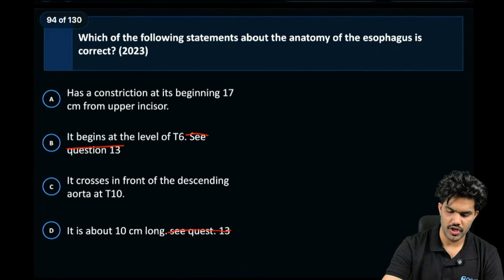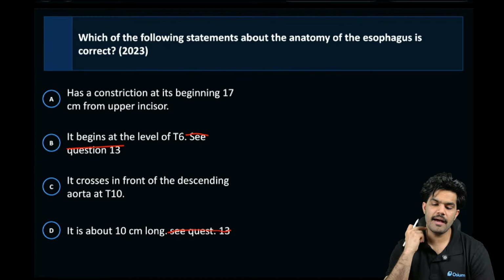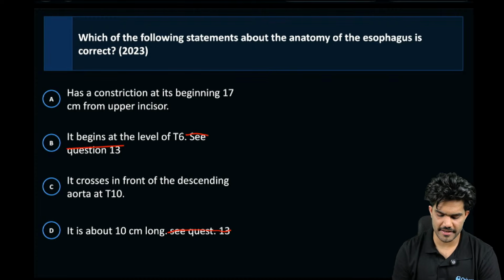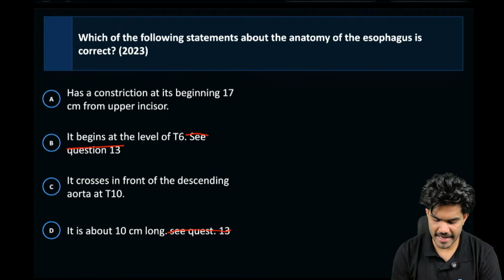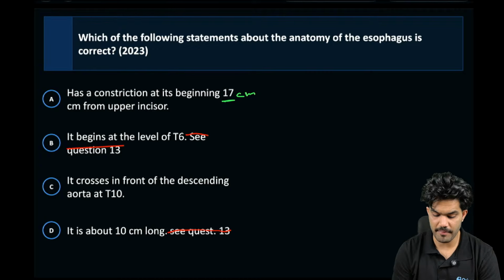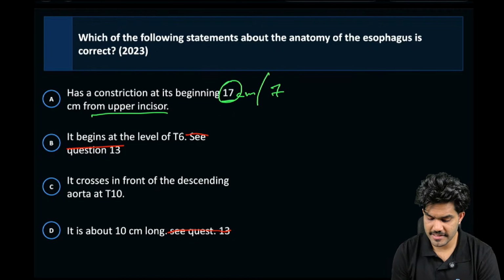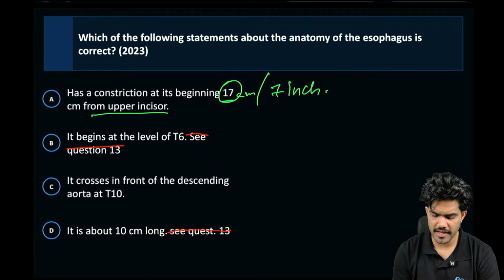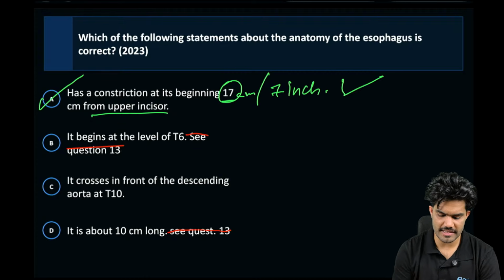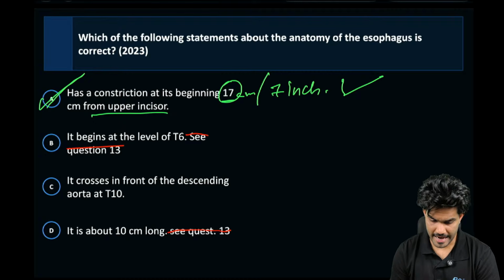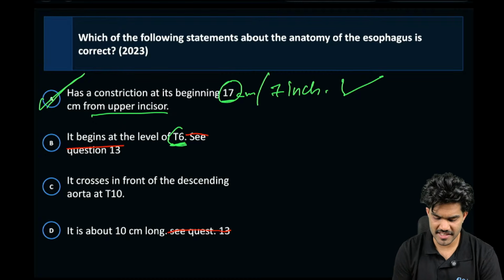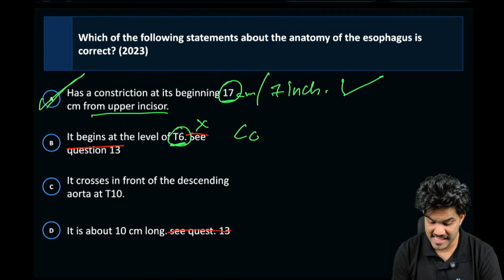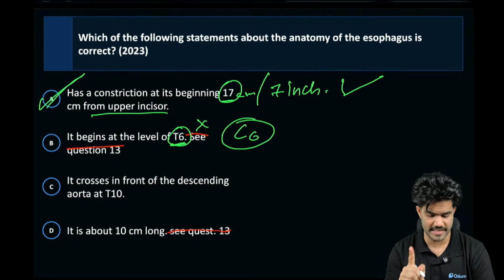Next question. Which of the following statements about the anatomy of the esophagus is correct? Let's see. Has constriction at its beginning 17 centimeter from the upper incisor. See, 17 centimeter, or they can ask 7 inch. Okay, this is true. This is the answer. Let's see other options. It begins at the level of T6? No, it begins at the level of C6. Don't confuse here. Okay, C6.